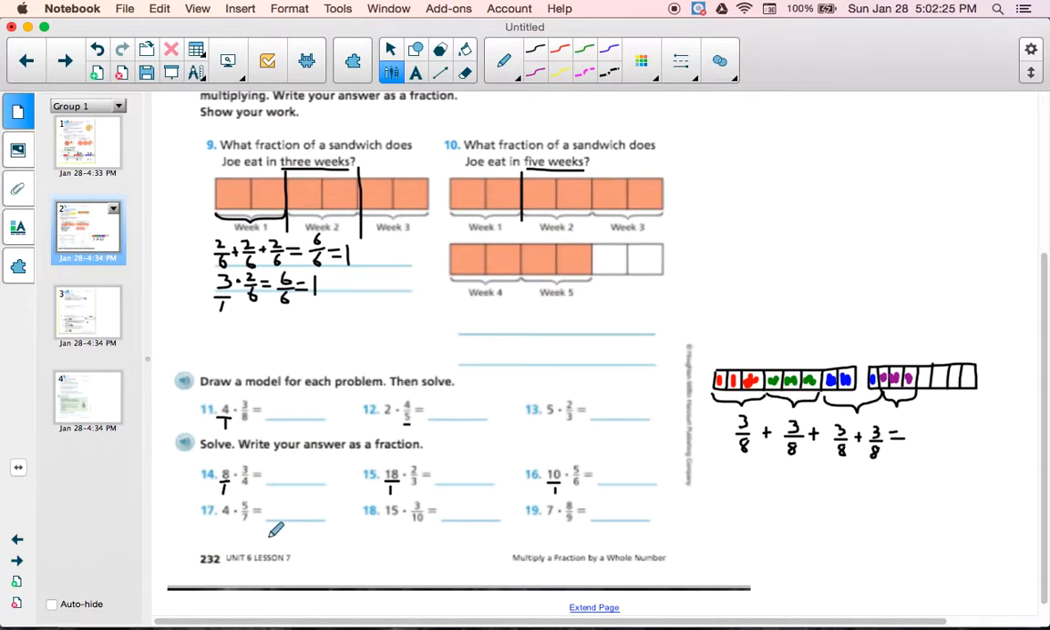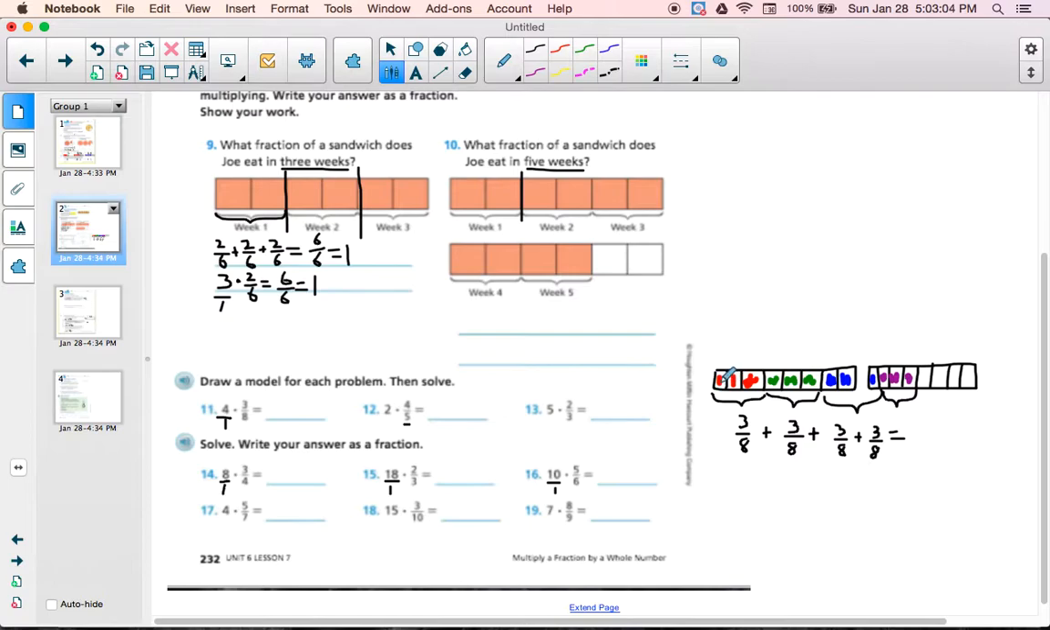All right, let's drop down here, draw a model for each problem, and then solve. You have 4 times 3/8, and I'm trying to show here that you can write a whole number as 4 over 1, okay? So we need to draw this as a model and then solve it. 4 times 3/8. All right, so the denominator again, super important. It tells me how many parts the fraction bar has to be divided into, 8 parts, and we're going to make 4 groups of 3/8.